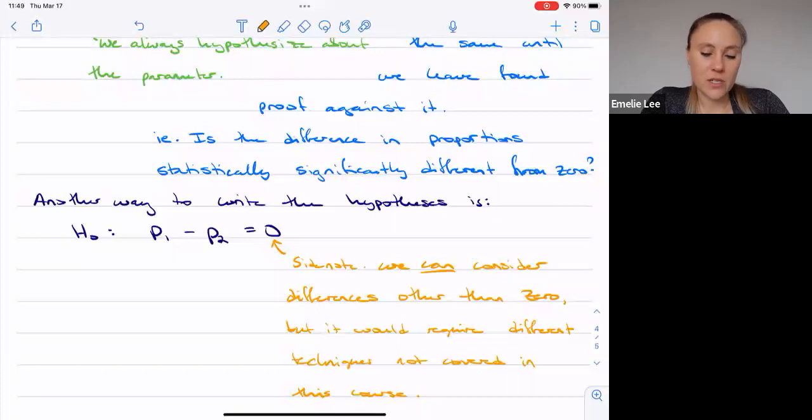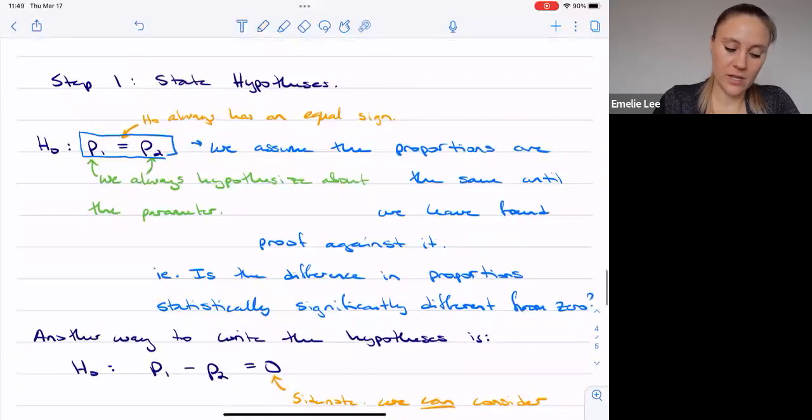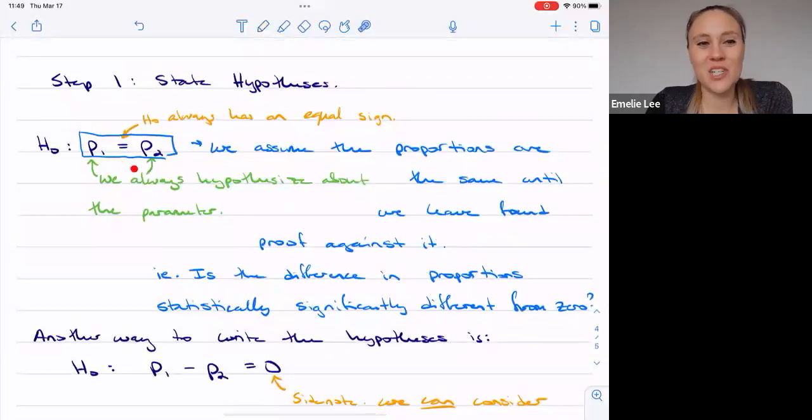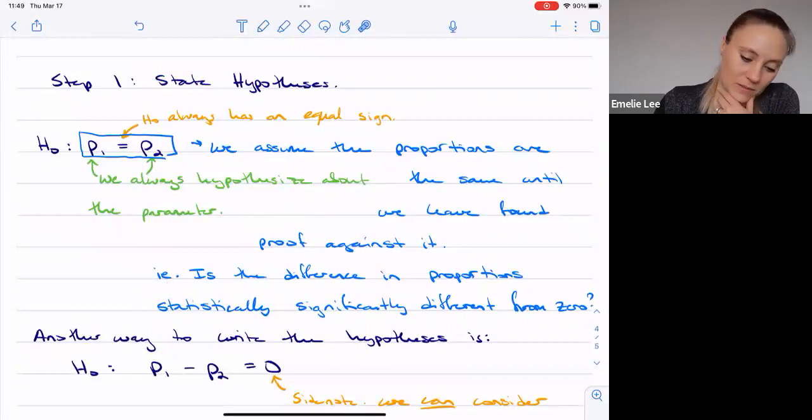So however you want to write your null hypothesis, you should match your alternative hypothesis to whatever you write your null hypothesis. Of course, we're working in an online format, and so you should be able to recognize either of these and work with either of them, right? But maybe you have a personal preference, but it's okay.